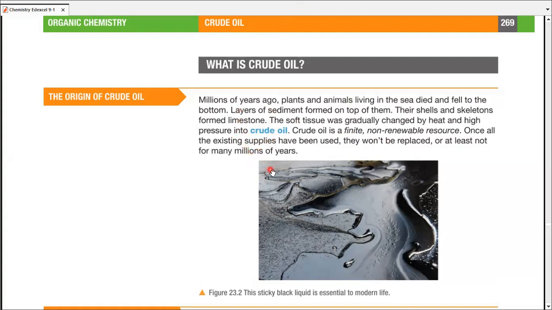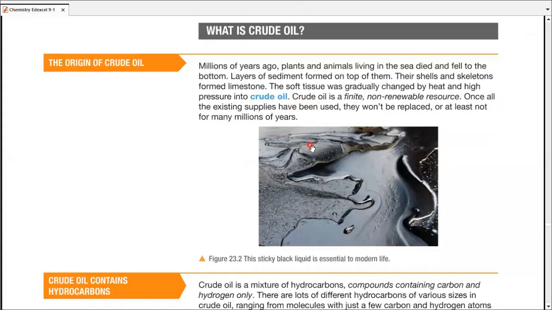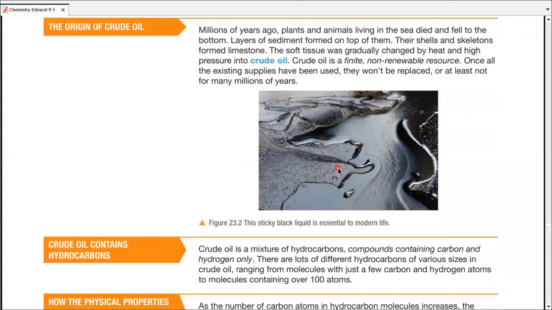When it comes to its origin, we understand that millions of years ago, the plants and animals that lived in the sea died, and with all the pressure and heat from the earth, they were converted into crude oil. This is a finite, non-renewable resource. If we exhaust all of it, we cannot replace it easily since it takes millions of years to form the same huge amounts of this resource again.